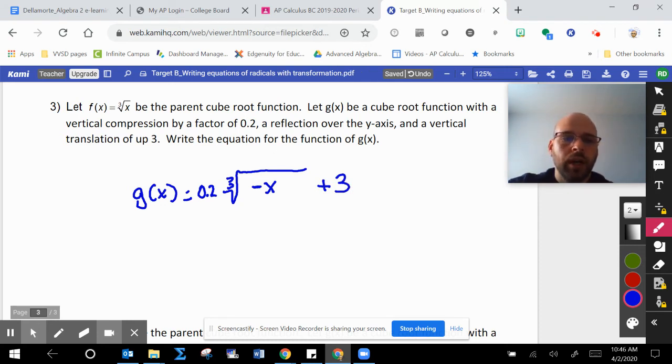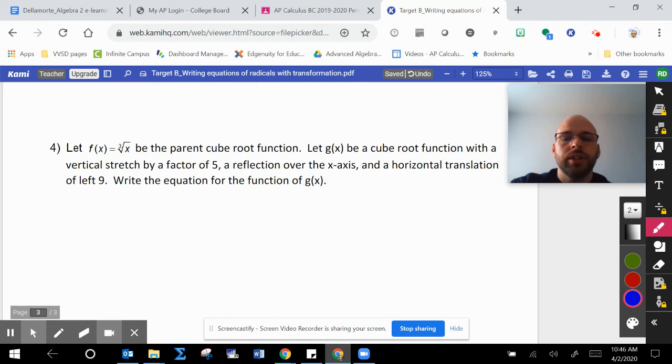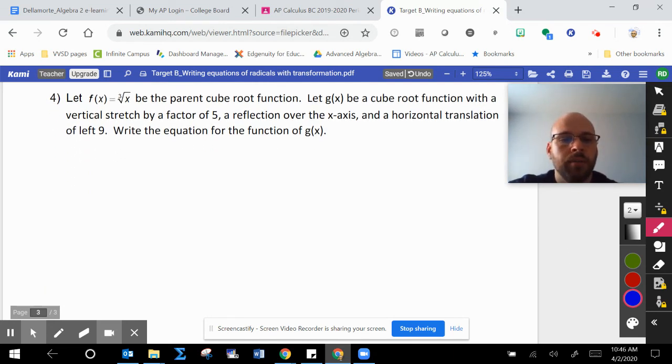I strongly encourage you to do one step at a time, put one in there, and see how many transformations you have. Try to incorporate all of them as you go. Obviously on a test or quiz, you would get points per transformation.